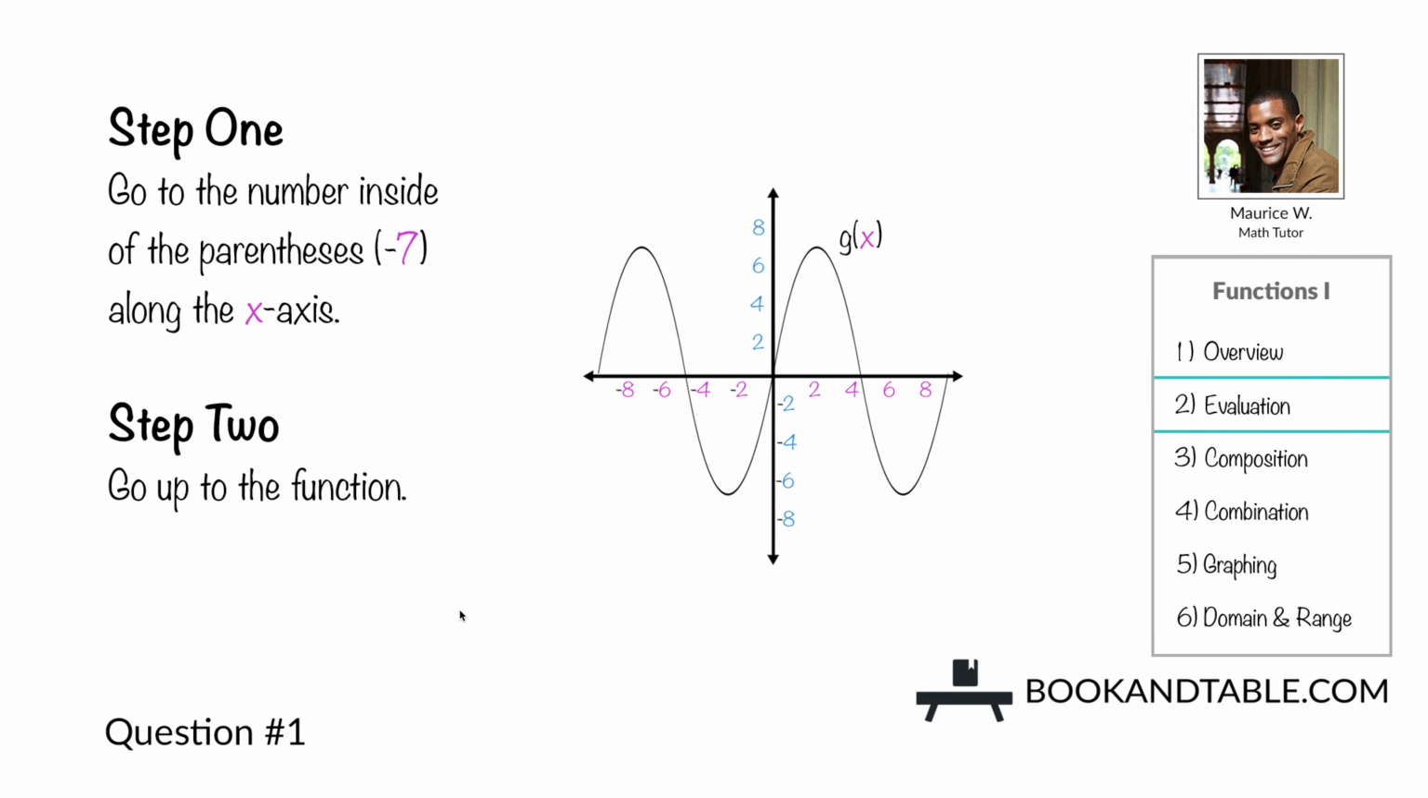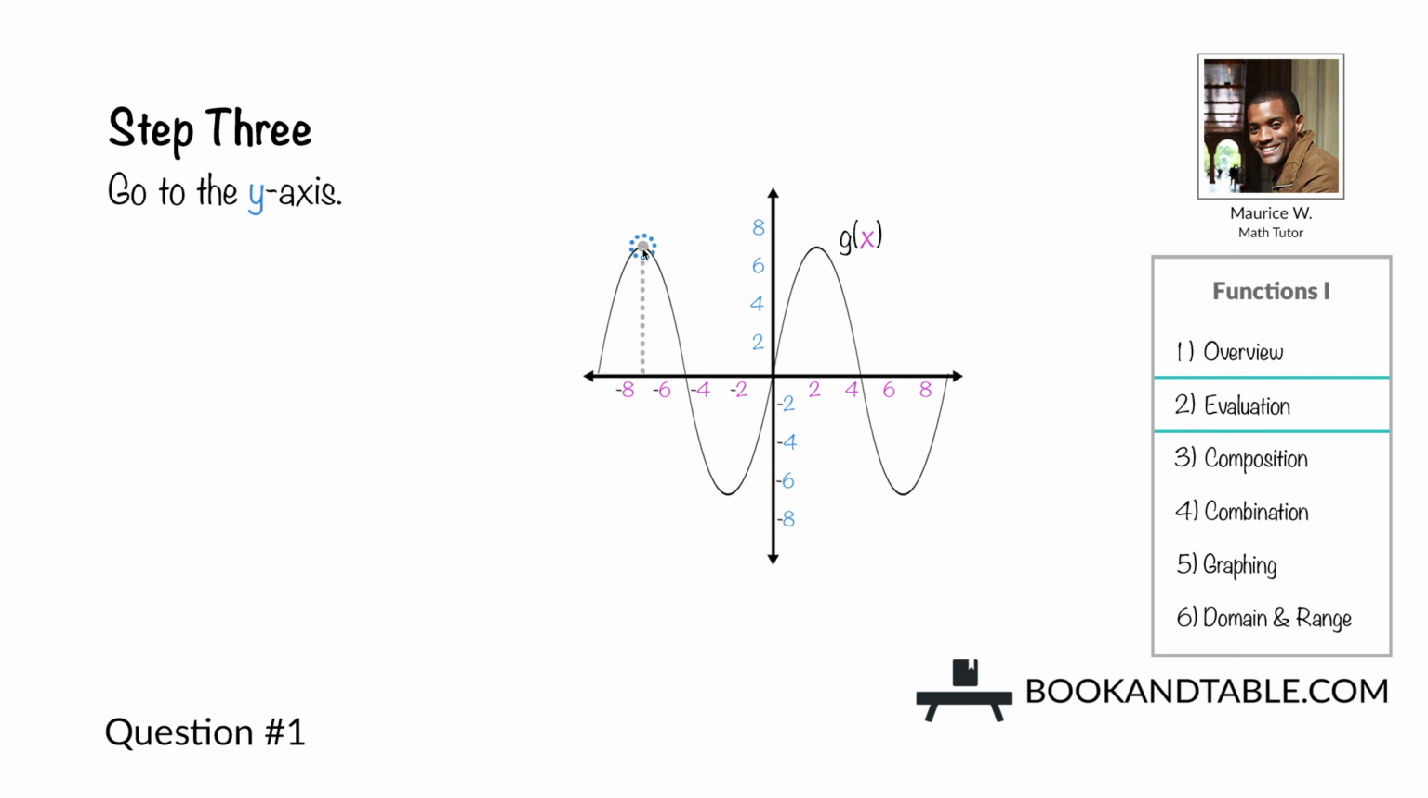Question number 1, step 1, go to the number inside of the parentheses along the x-axis. So question 1, we were asked to find g of negative 7. So we go to negative 7 along the x-axis. And then step 2, we go up to the function. So we wind up at this point here. And now the third step, we want to go to the y-axis from here. And when we do so, we see that the function has a value of positive 7 when x is negative 7. So the answer to question number 1 is g of negative 7 is equal to 7.